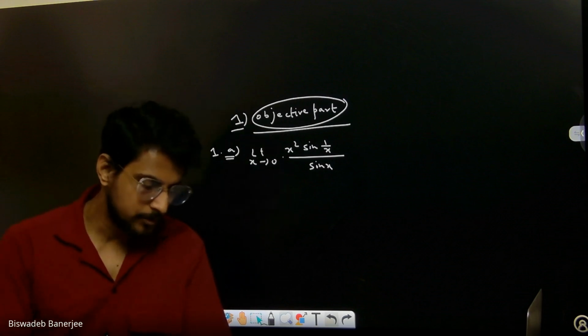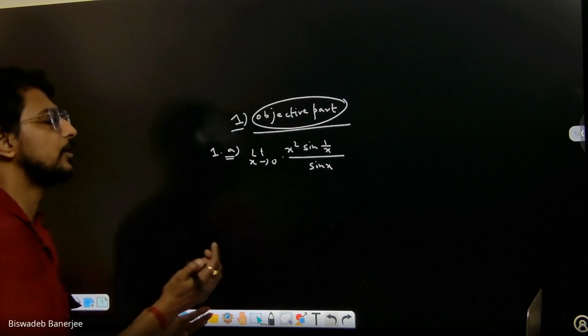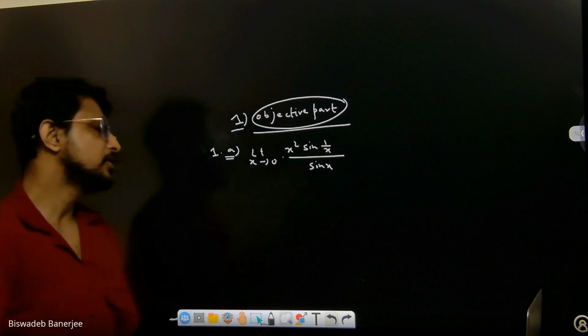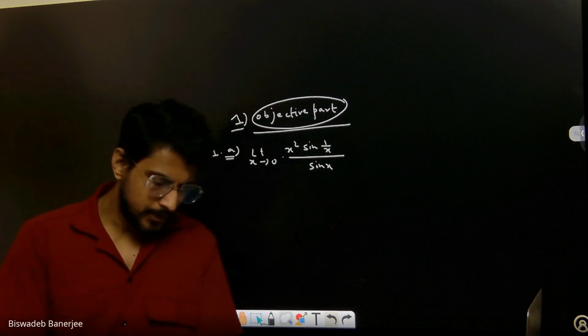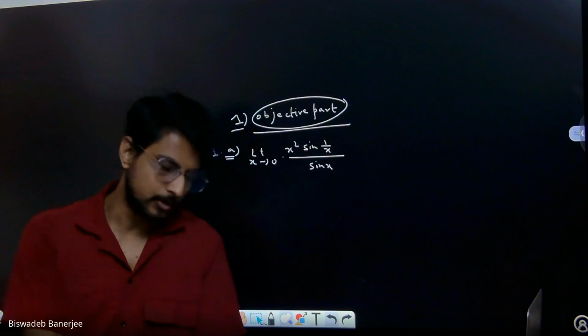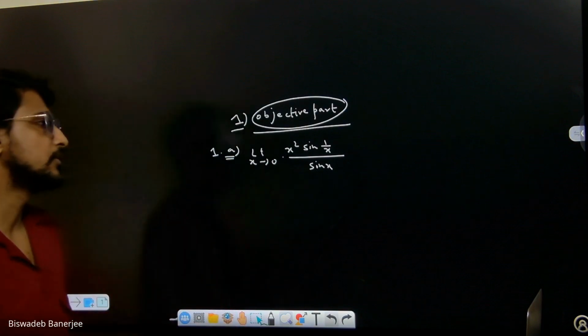So there are two parts of this question. In the first part, we are required to find this limit, and in the second part, we have to answer whether L'Hospital's rule is applicable or not. So how can we solve this question?